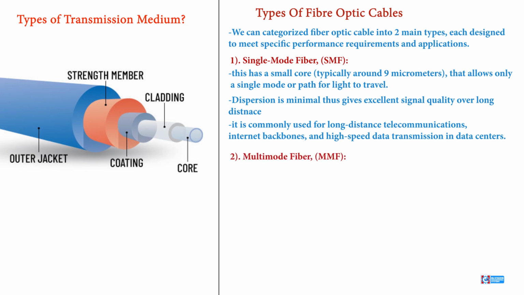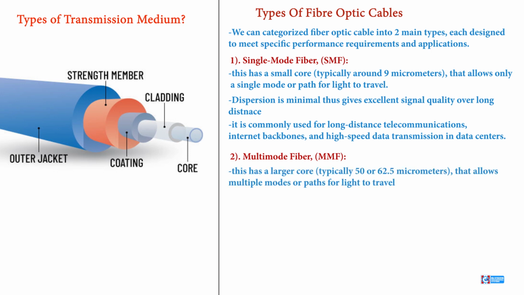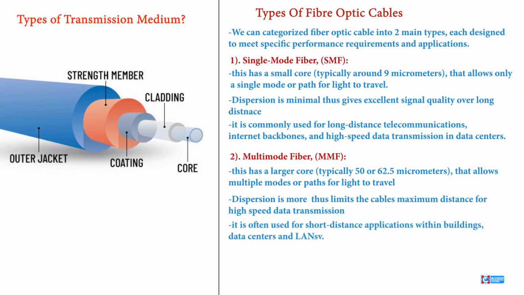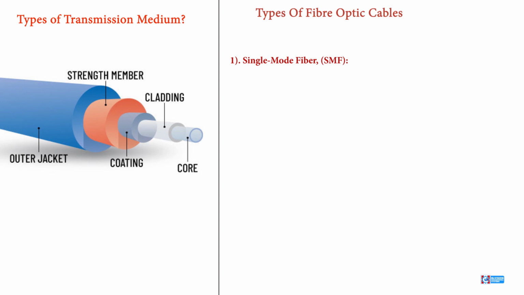2. Multi-mode fiber, shortly put MMF. This has a larger core, typically 50 or 62.5 micrometers, that allows multiple modes or paths for light to travel. This results in more dispersion and limits the cable's maximum distance for high-speed data transmission. Multi-mode fiber is often used for shorter distance applications within buildings, data centers, and local area networks, LANs. Each of these cable types has other subcategories.